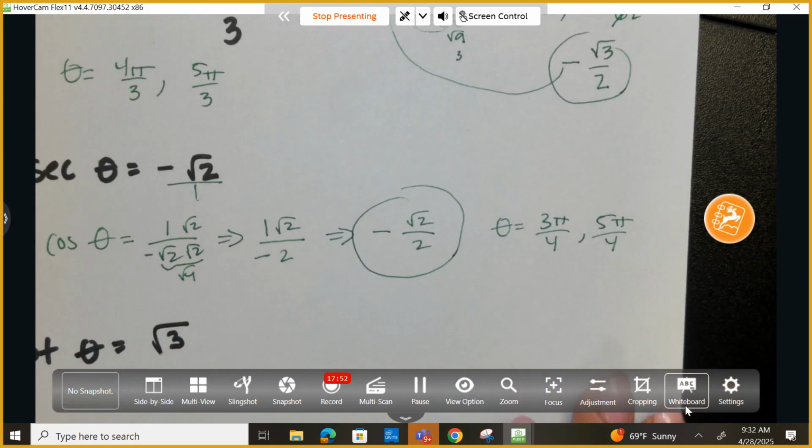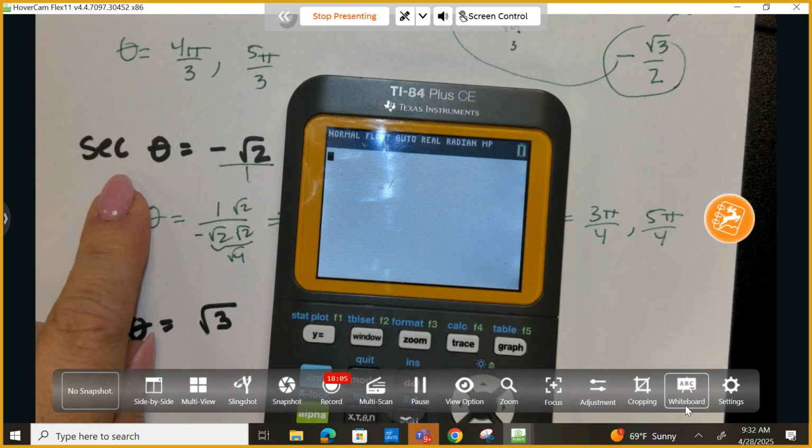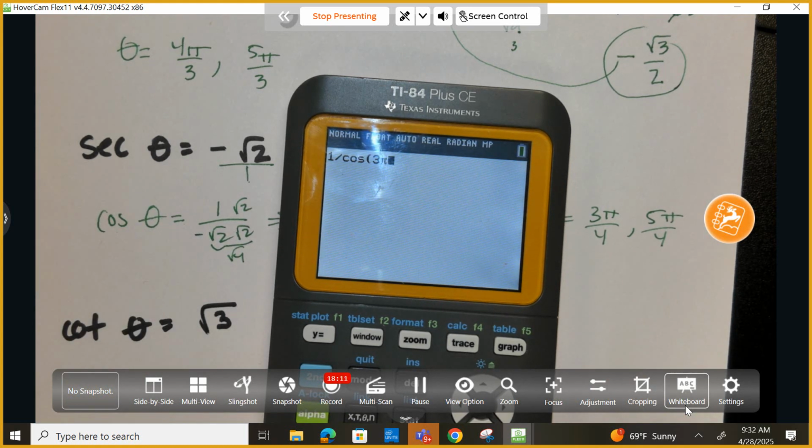Grab your calculators and you are going to beat me. I want you to prove right now in a calculator that these two answers are correct. Ready? Get set and go as quick as possible. I'm going to do it at the same time. So I'm going to write this right now as 1 divided by the cosine because there's no secant button. And now I'm going to test 3. Remember, you have to be in radians. 3 pi over 4. Okay, got that answer.